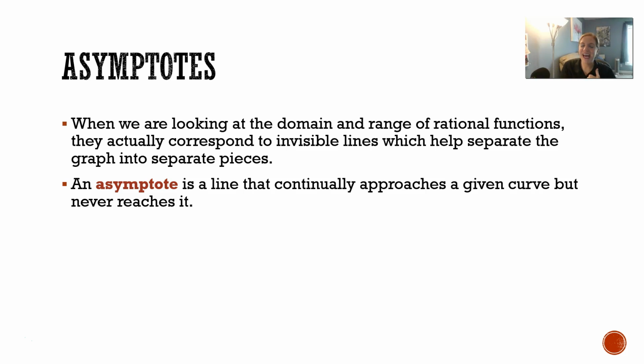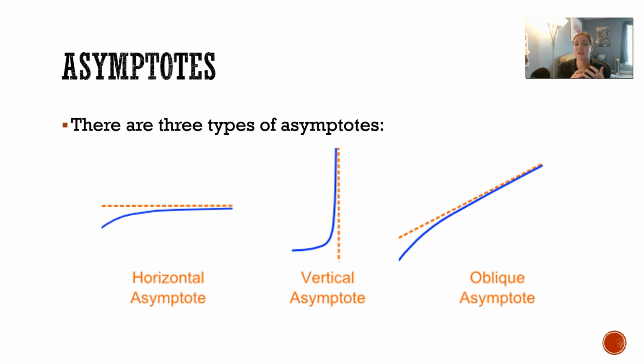So an asymptote is an imaginary line that continually approaches a given curve but never reaches it. When I'm thinking of asymptotes, I like to think of that game you might have played when you were younger with your sister or brother where you're like, I'm not touching you, I'm not touching you, and you get closer and closer and closer until they slap you in the face. Hopefully not. But that's the idea of asymptotes. You're getting closer and closer to a value, but you're not actually ever reaching that value. So it's an impossible thing to achieve.